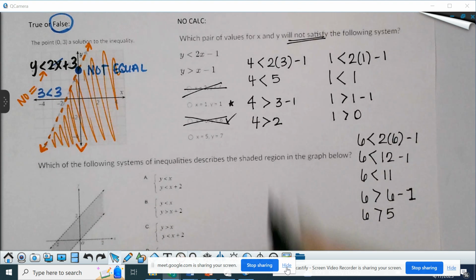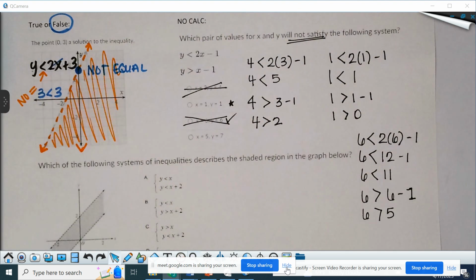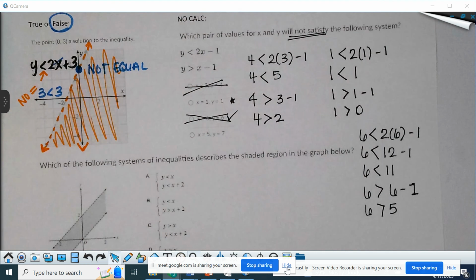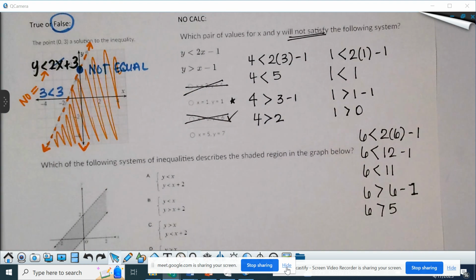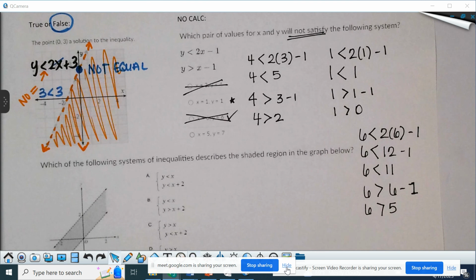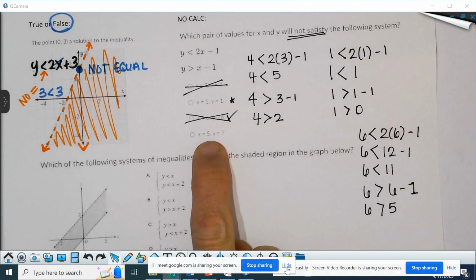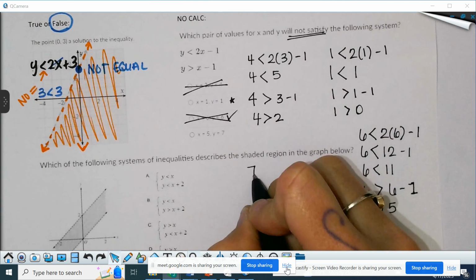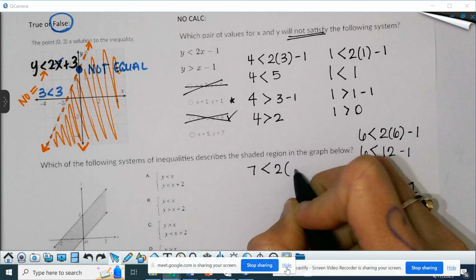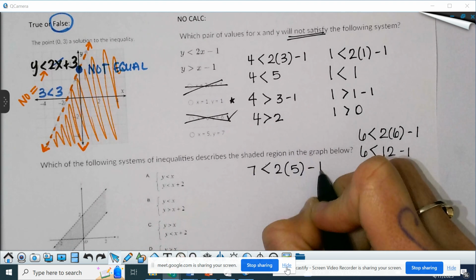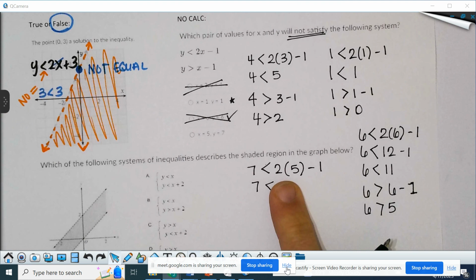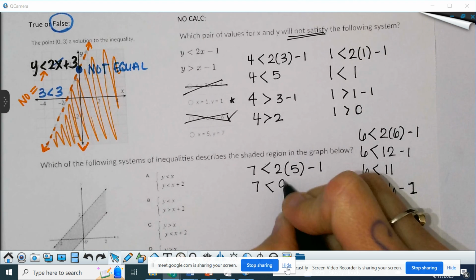Another misconception on this guy is missing out on "will not satisfy." So we're not looking for the answer. We're looking for the bad answer. So 3 of them should work. Last but not least, let's check the last one. So 7 less than 2 times 5 minus 1 is 7 less than 10 minus 1, which will give us 9. Is 7 less than 9?